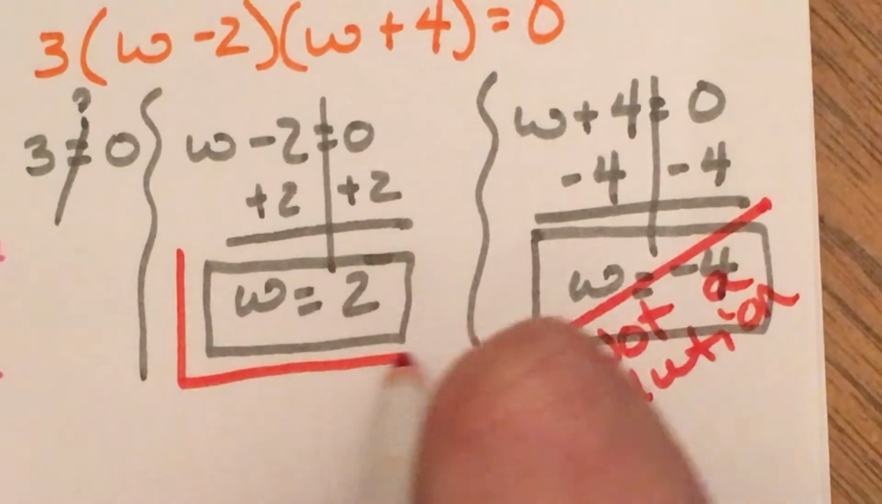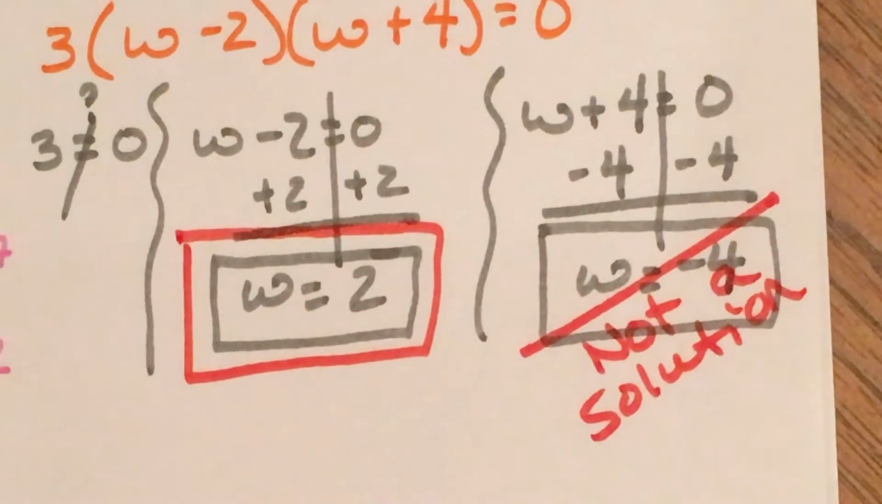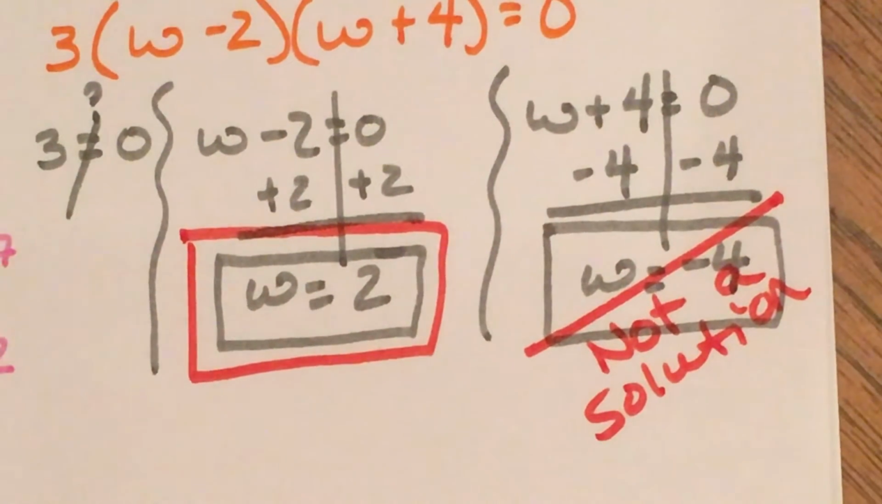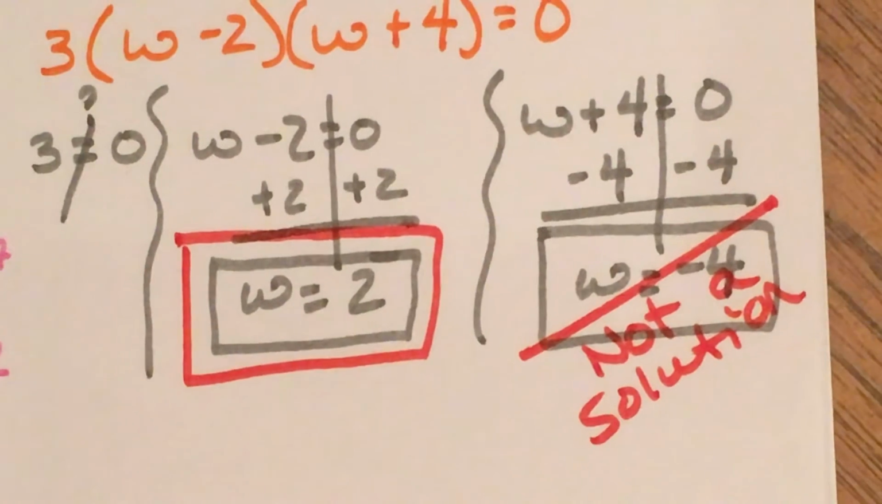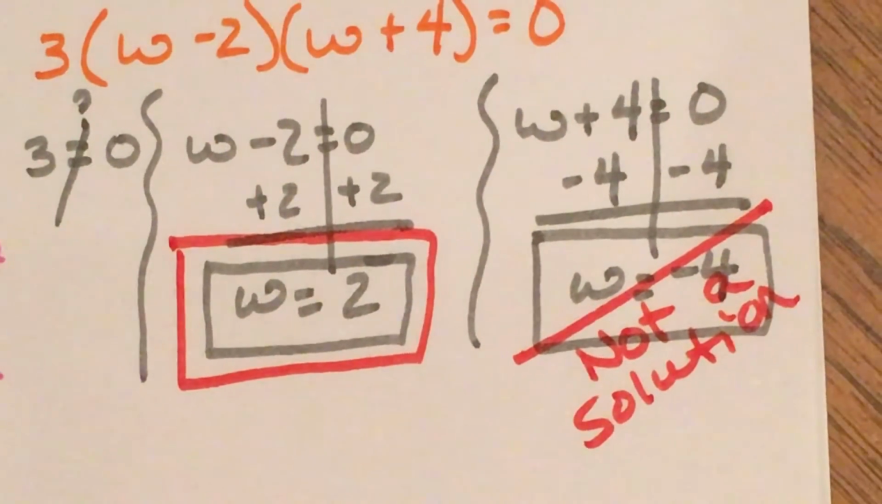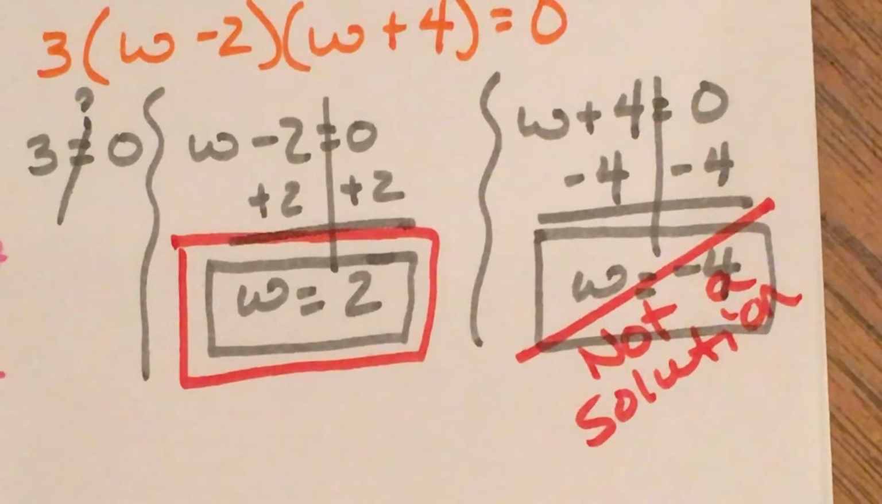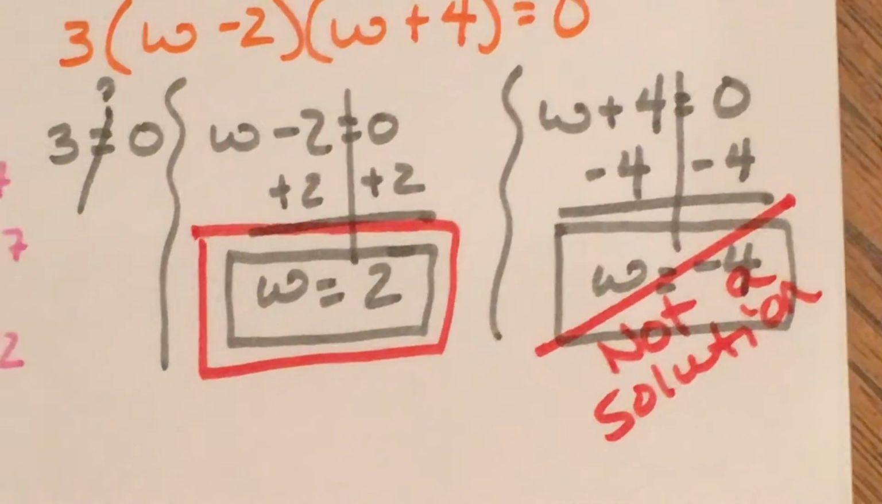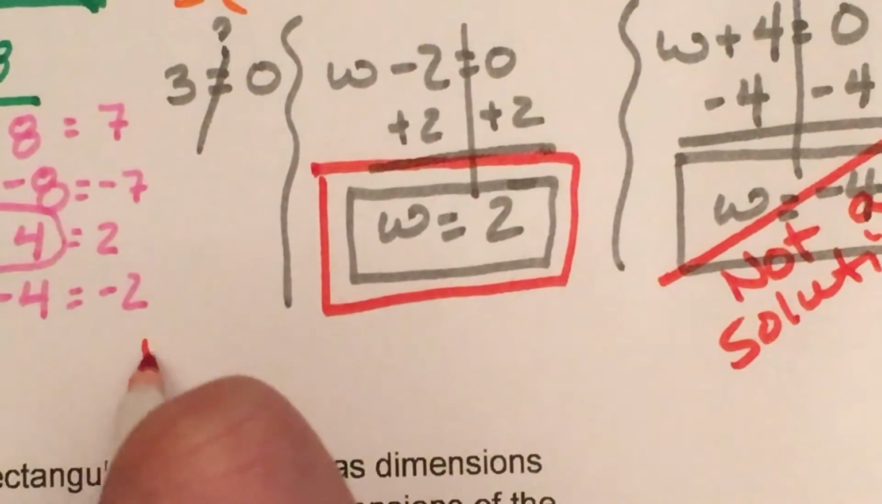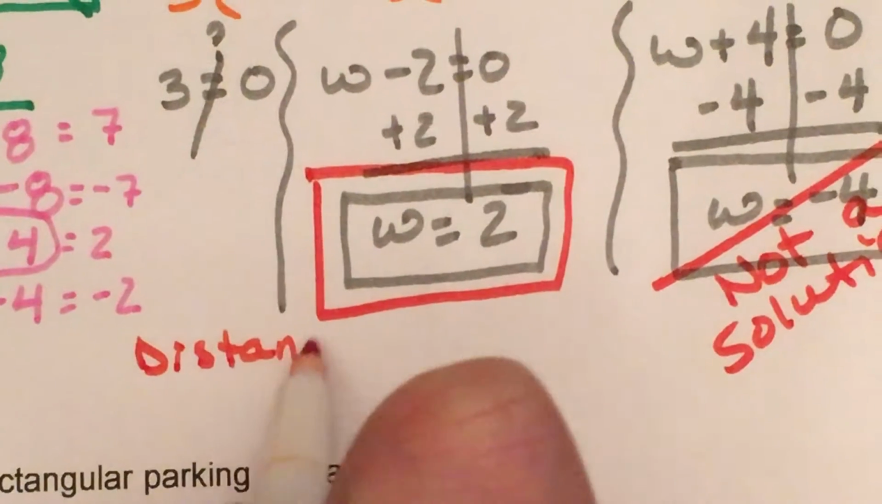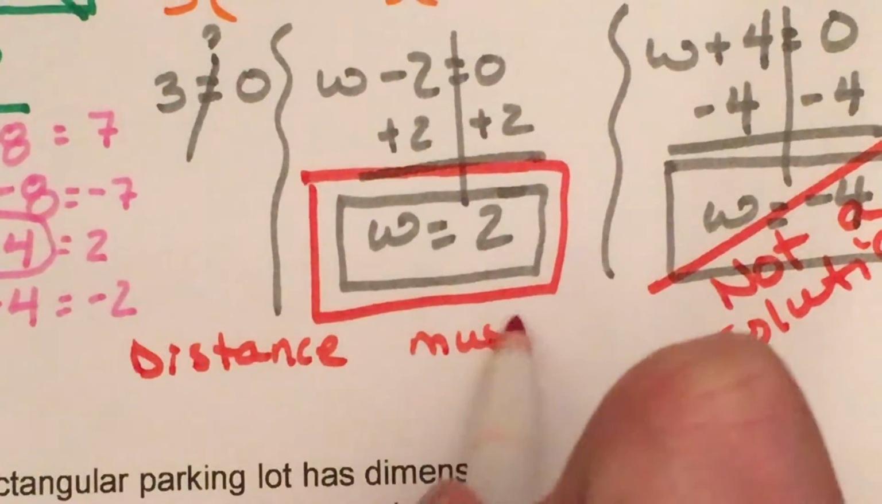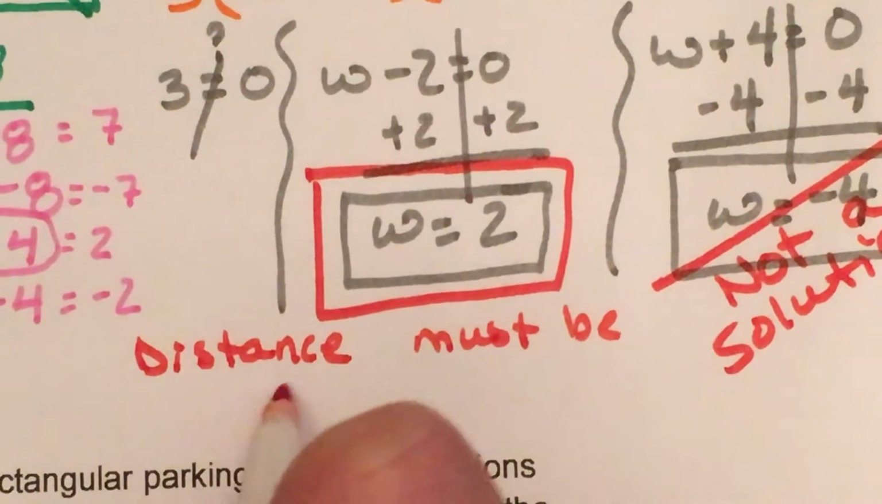So really, truly, the only value that your W could be for this given situation is a 2, because length or distance must be positive. We'll write that reminder note. Distance must be positive.